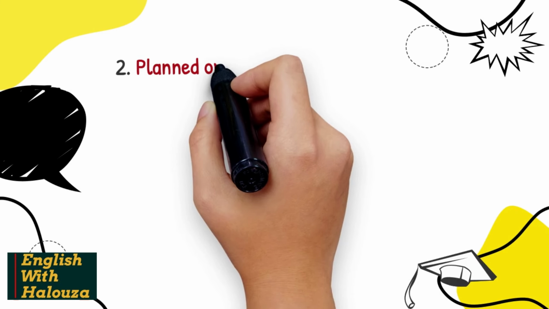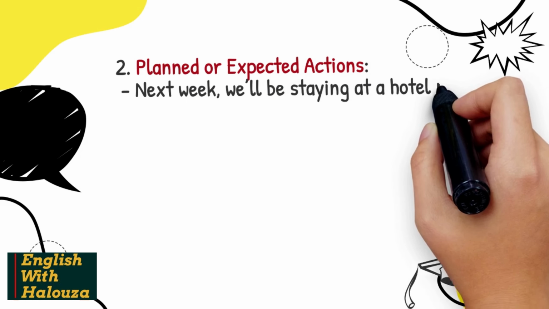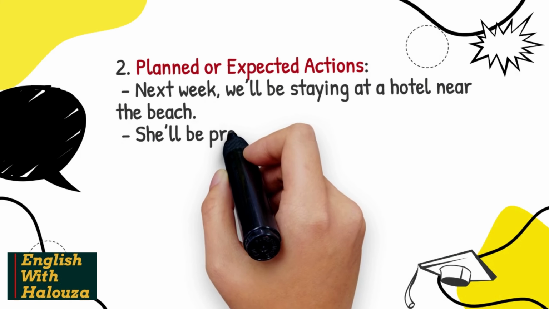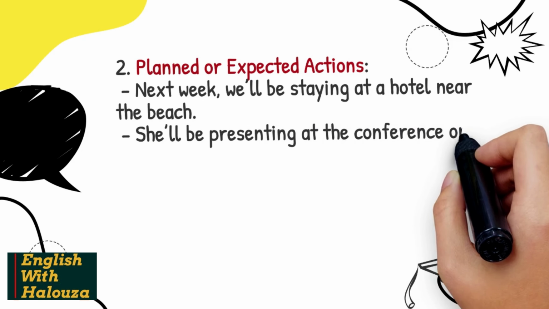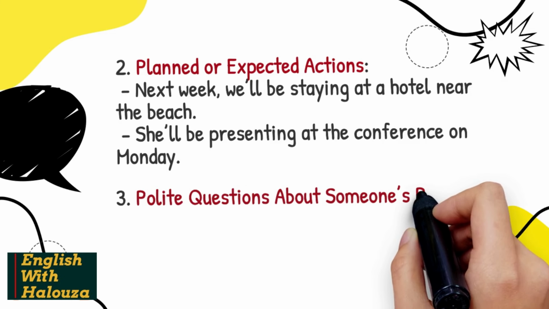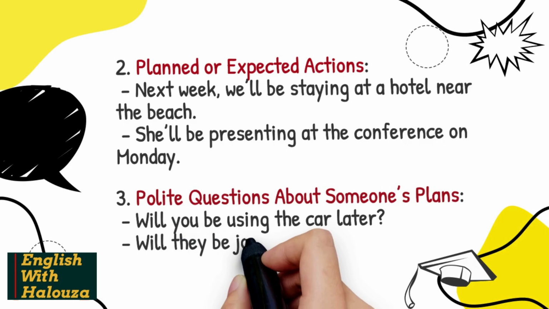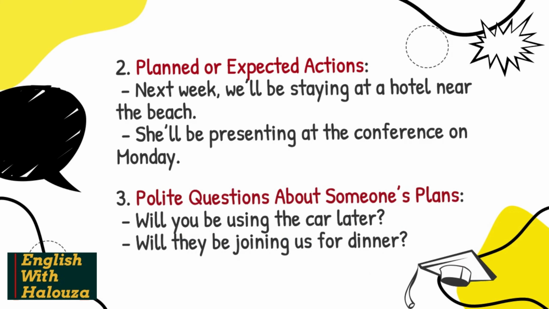2. Planned or expected actions. For example, next week, we'll be staying at a hotel near the beach. She'll be presenting at the conference on Monday. 3. Polite questions about someone's plans. For example, will you be using the car later? Will they be joining us for dinner?